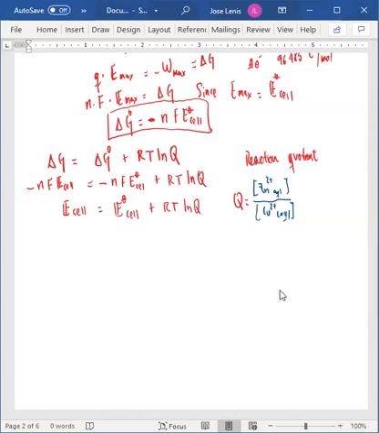So what is R? R also is a constant, which is 8.314 joules per Kelvin mole.